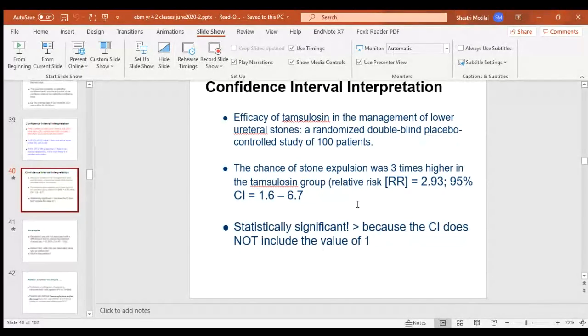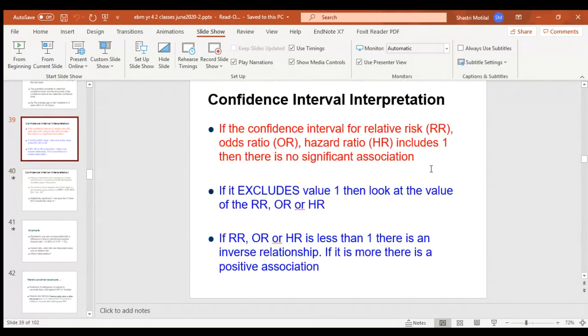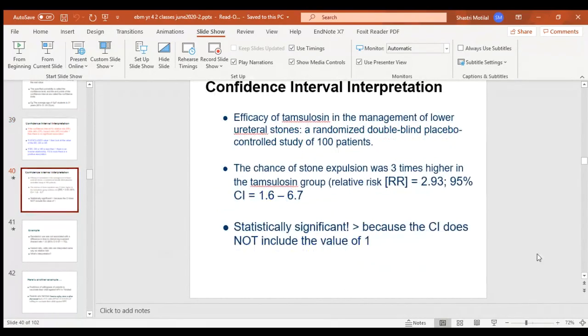Look at the confidence interval. The confidence interval is 1.6 to 6.7. All you have to ask yourself, is this a confidence interval for relative risk? Yes, right? To go back to the other slide, it's a confidence interval for relative risk. So what you have to decide is, does the range or does the interval include the value 1? Looking at this range, 1.6 to 6.7, does this include the value 1? No, it does not, right? The range 1.6 to 6.7, as I say, is an interval. So it's 1.6, 1.7, 1.8. You keep counting until you reach 6.7.